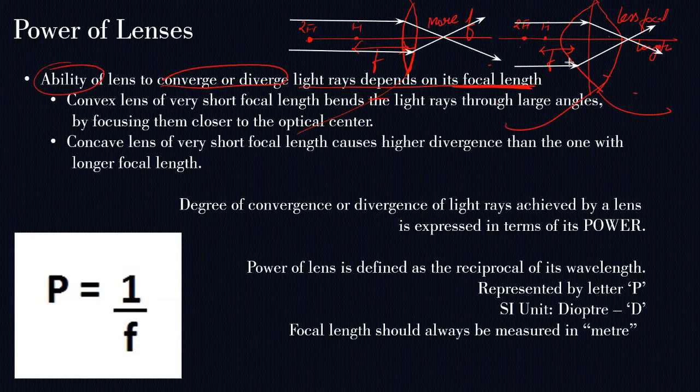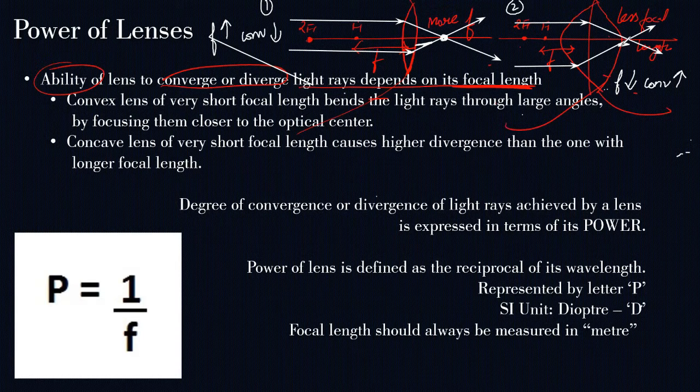Degree of convergence. Can you tell me in which lens the degree of convergence is more? Obviously, the lens with less focal length, the degree of convergence is more. In this one, this is the second. In the first scenario, when the focal length is more, the degree of convergence was less because it got converged over here at this much distance. Here it got converged over here itself, right? So the more the focal length, the less the convergence. The less the focal length, the more the convergence, right?